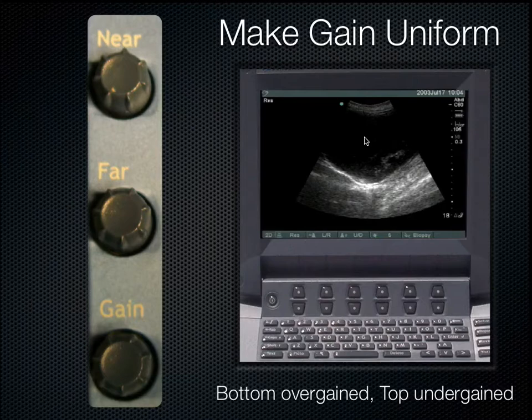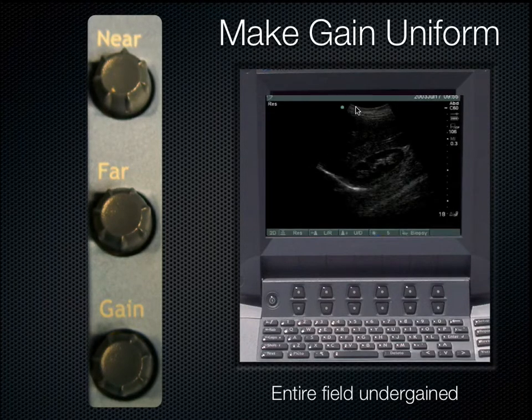The top half of the screen is undergained. The bottom half of the screen is now somewhat overgained. So what I'm going to do is just turn down one of them. I'll choose the far gain, turn that down. And now the gain is definitely uniform from top to bottom. However, it's uniformly undergained. I mean, I can kind of make out the diaphragm here, and here's the kidney.